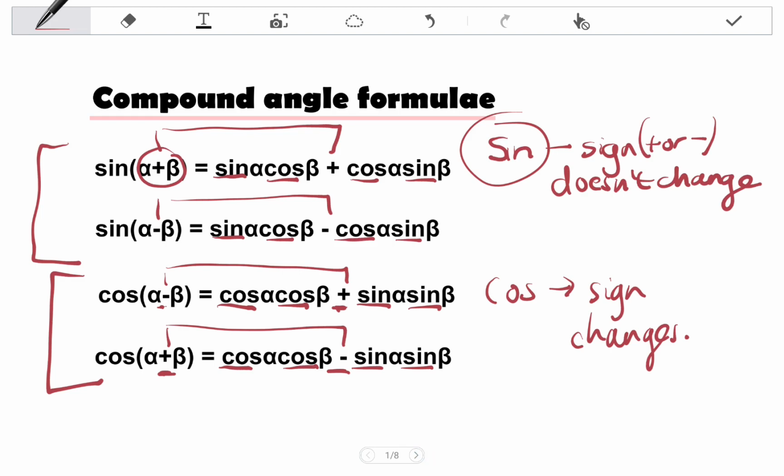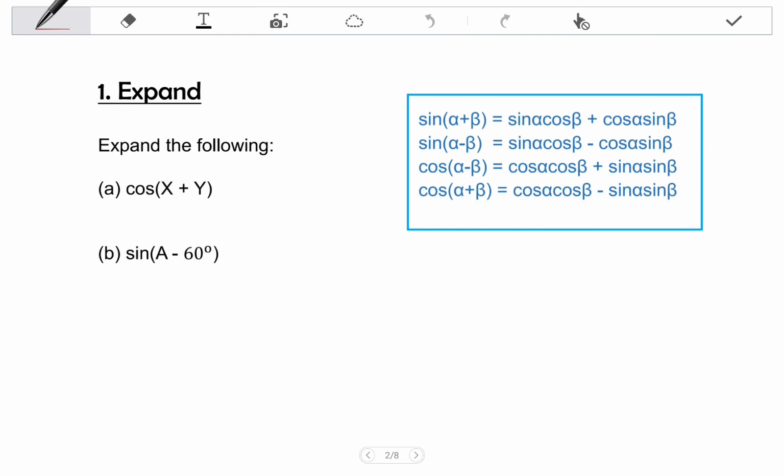Okay. So what we are going to do now is work through different examples that show how we can use the compound angle formulae. Looking at the first example, we are going to look at how we can expand an expression or trig function with a compound angle. It says expand the following, and for A I have cos of x plus y.